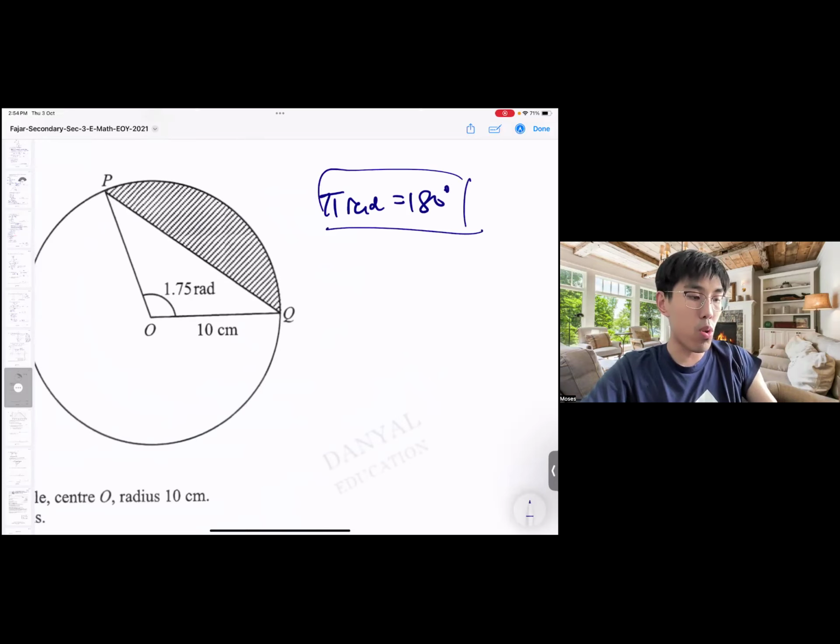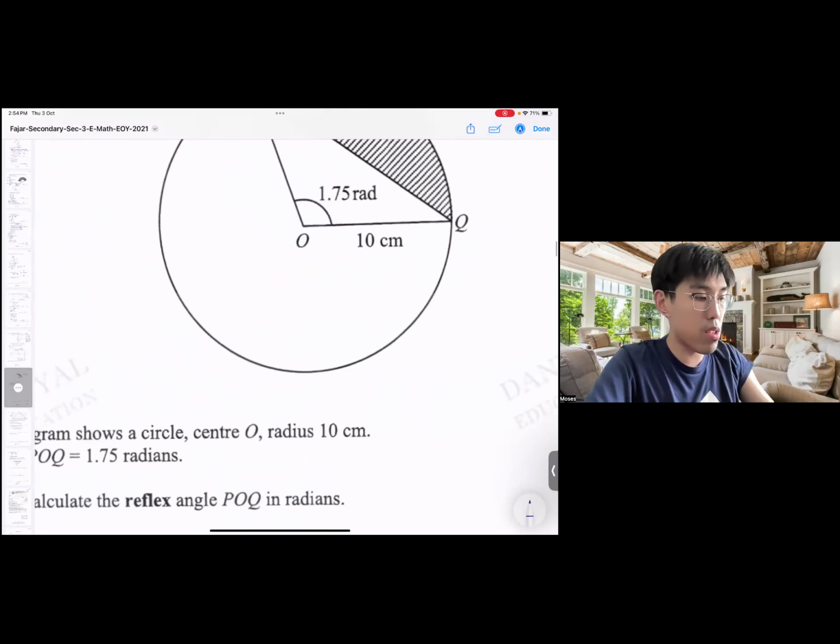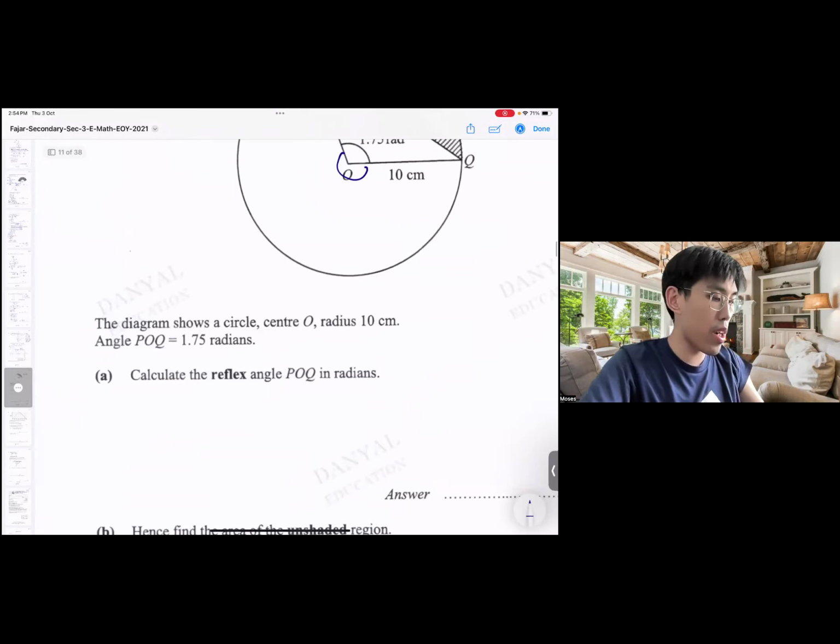This is all you need to know. Okay, so let's continue. Calculate the reflex angle of POQ in radians. This one is quite straightforward. So reflex. How do we denote reflex? We draw outside.